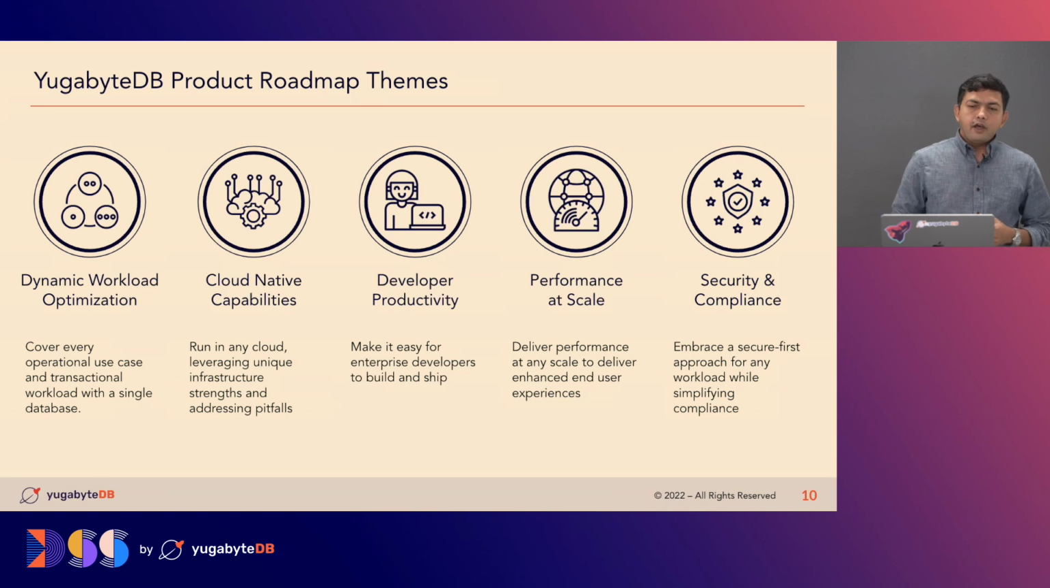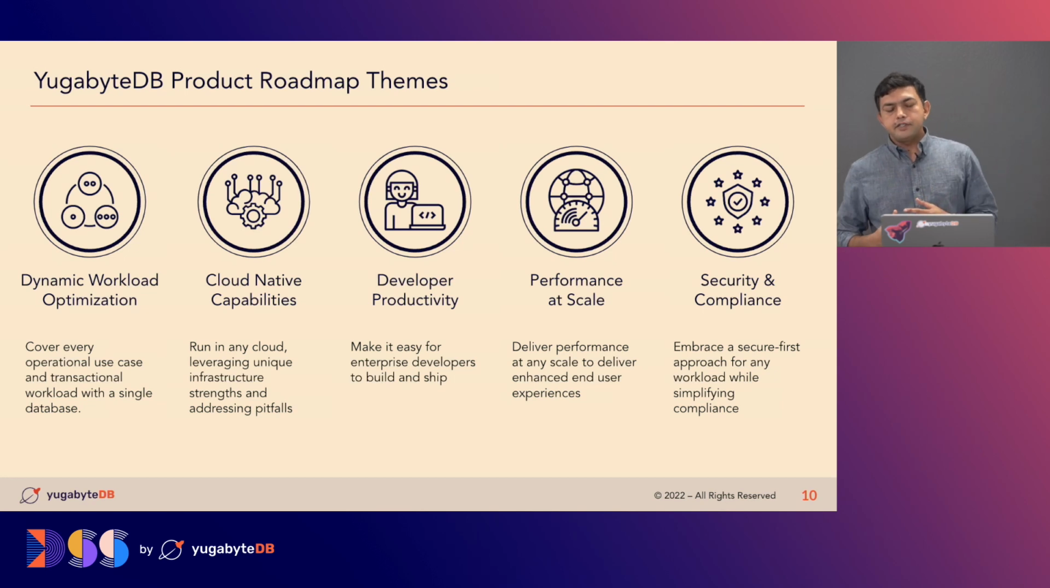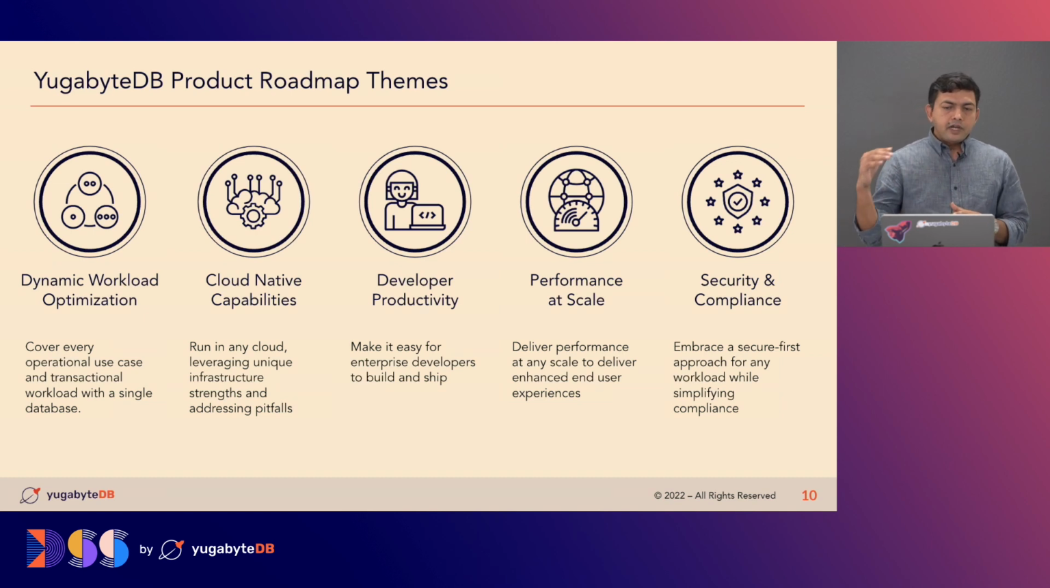In Yugabyte, we have product roadmap themes. So what are these product roadmap themes? The first one is dynamic workload optimization, which helps run operational as well as transactional workloads in a single database. The second one is cloud native capabilities, through which you can run your app in any cloud. The third one is developer productivity, as the variety and the number of business critical applications expand, and time to market becomes a critical ask.